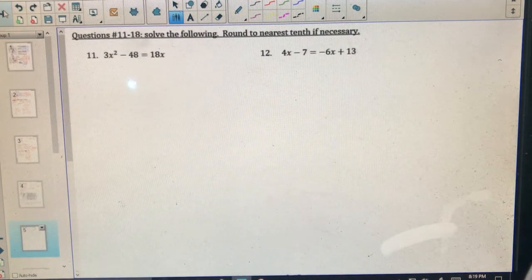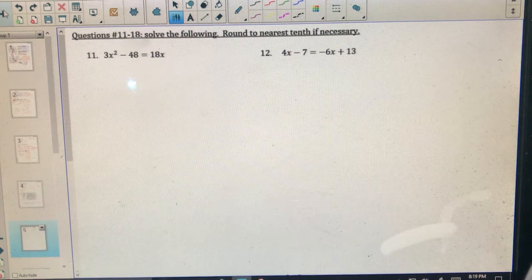All right, here we go. With 11 through 18. It's really crucial that you know this because it's going to be set up like this on your test as well. For 11, just not as many questions. For 11 through 18, all the directions say is solve the following, round to the nearest tenth if necessary. For 11 through 18, there's 3 different types of functions. There's linear, which is what we started the semester with. There's quadratics, which means there's an x squared, and there's exponential, which means x is in the exponent.